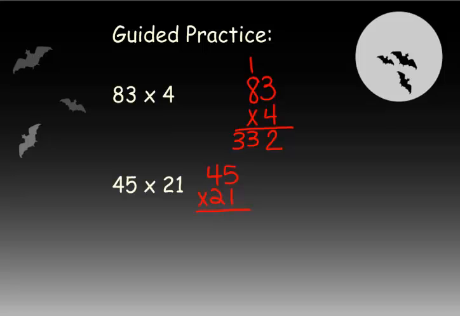So we multiply by the ones first. 1 times 5 is 5. 1 times 4 is 4. Then we're moving over to the tens place. So don't forget your placeholder. 2 times 5 is 10. 2 times 4 is 8. Plus 1 is 9. And we're going to add to get a total of 945.